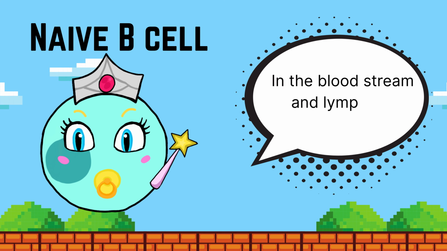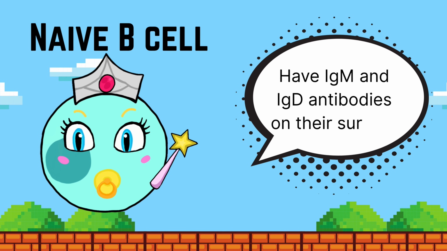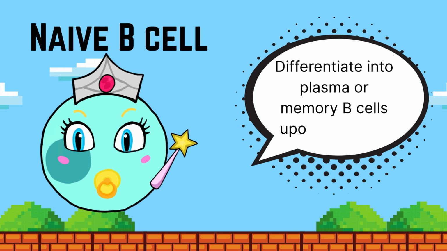Naive B cells are derived from common lymphoid progenitor cells and are found in the spleen and lymph nodes. They have both IgM and IgD antibodies on their surface, which act as B cell receptors, and these bind to specific antigens. They will differentiate into either plasma or memory B cells when they meet their specific antigen.